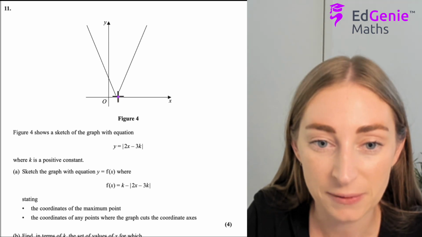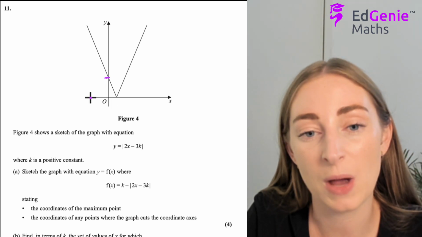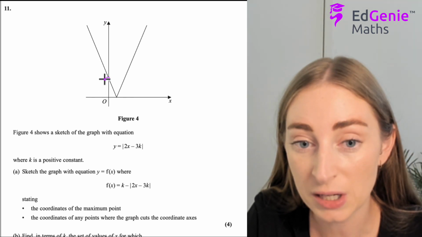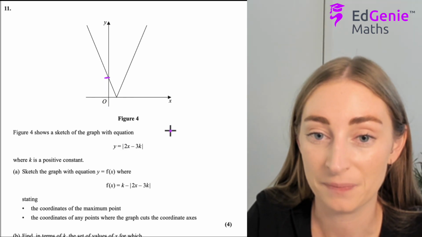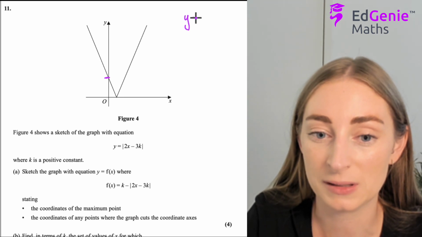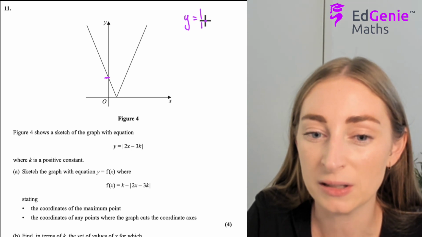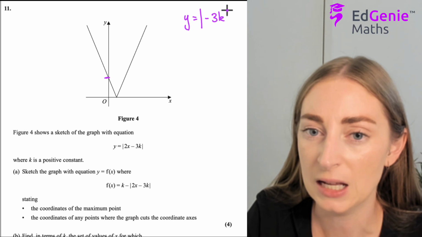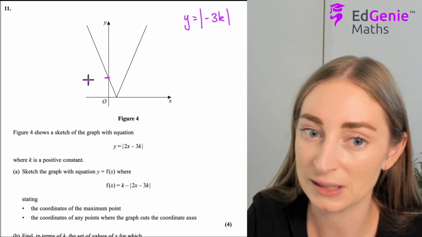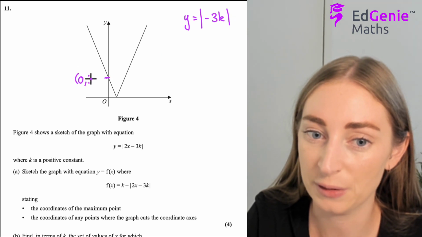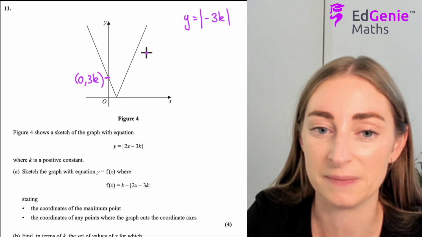So this value here, this is going to be where it crosses the y coordinate, so x is going to be 0. So it's going to be y equals, that's going to be 0, the modulus of negative 3k. So that means that this coordinate is going to be 0, 3k. Because it's going to be positive, isn't it?